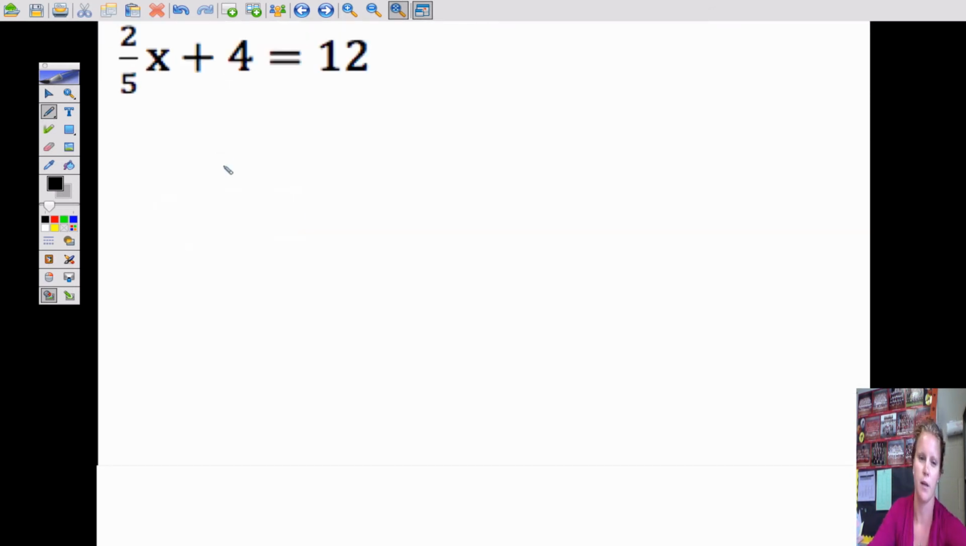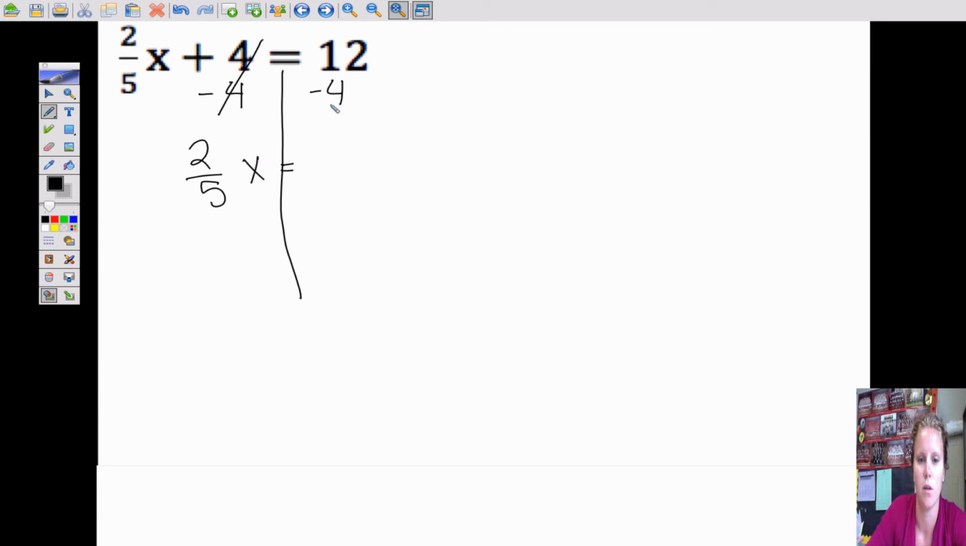All right. Here we get into an even more complicated one with a coefficient fraction. Same thing. Draw my line down, get rid of my constant. So I have 2/5 x equals, now 12 minus 4 is going to give me 8. And then to get rid of my 2/5, I'm going to multiply by 5/2, because 5 divided by 5 is 1, 2 divided by 2 is 1. If I do it over here, I have to do it over here, so I'm going to multiply by 5/2, and I have x equals 8 times 5, which gives me 40, and then if I divide by 2, I have x equals 20.